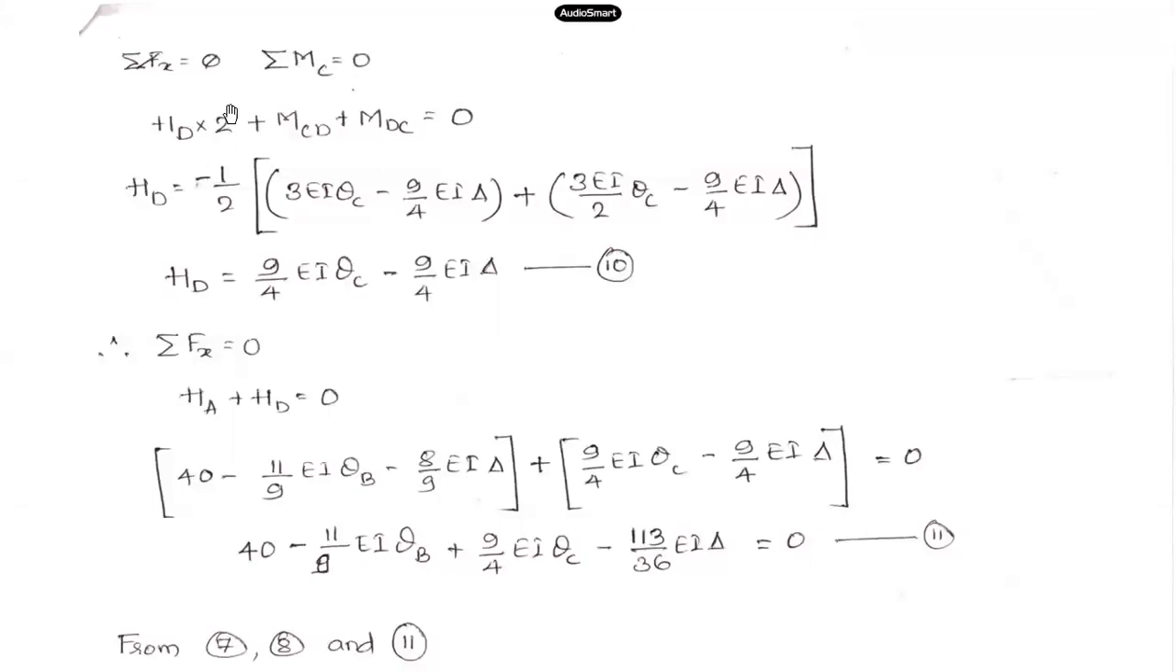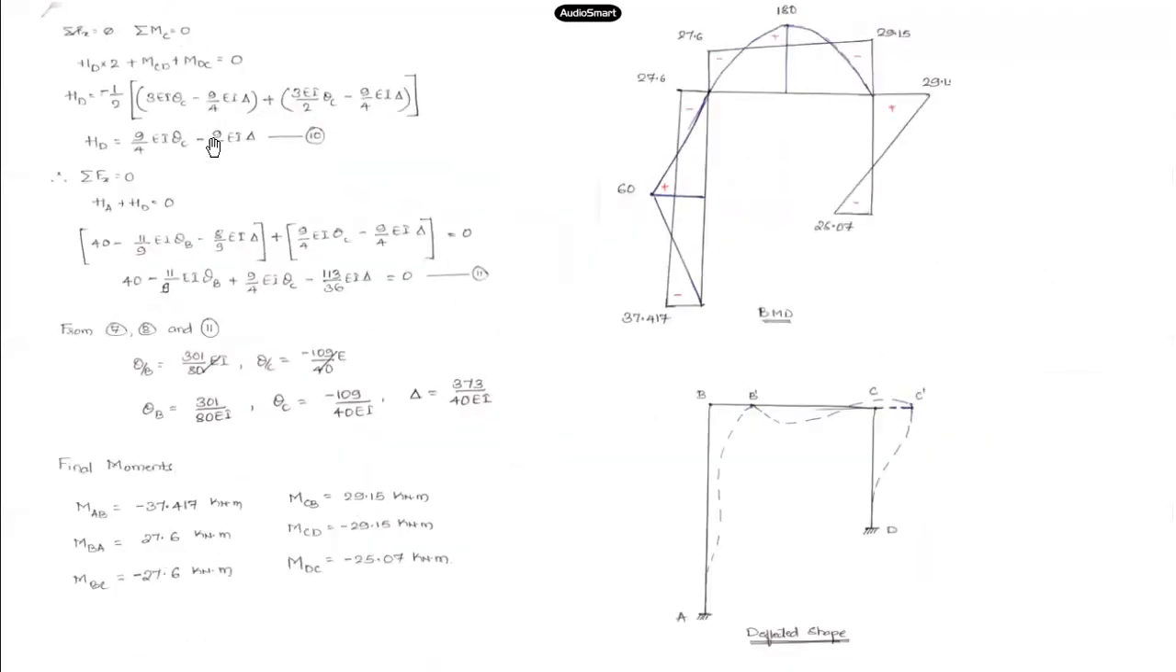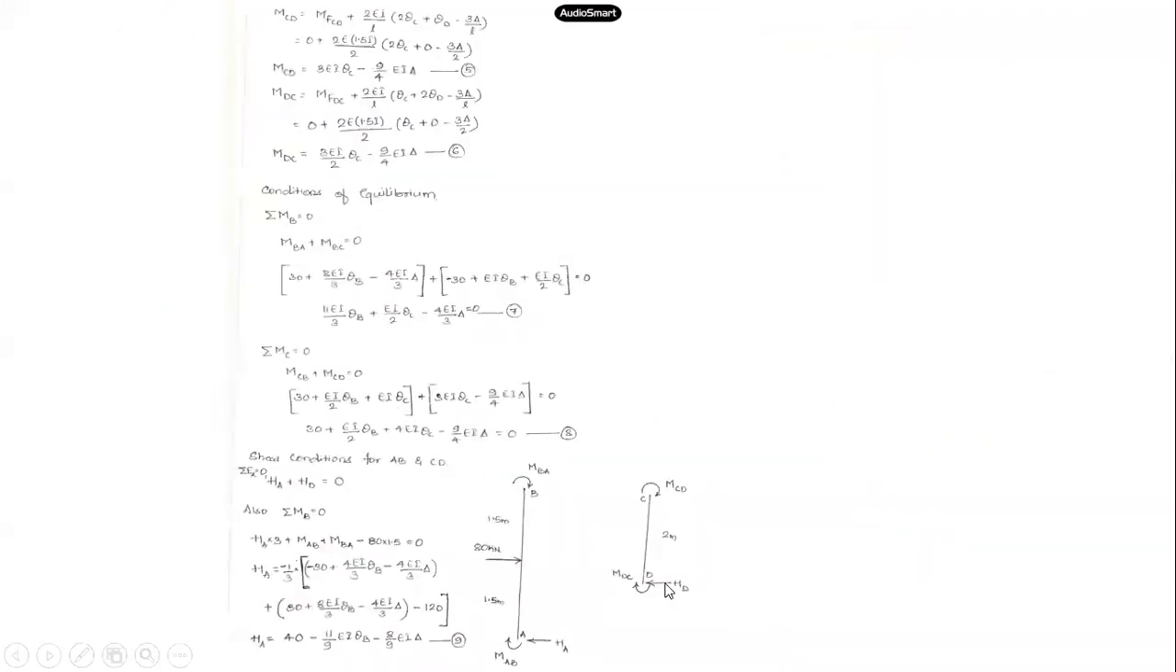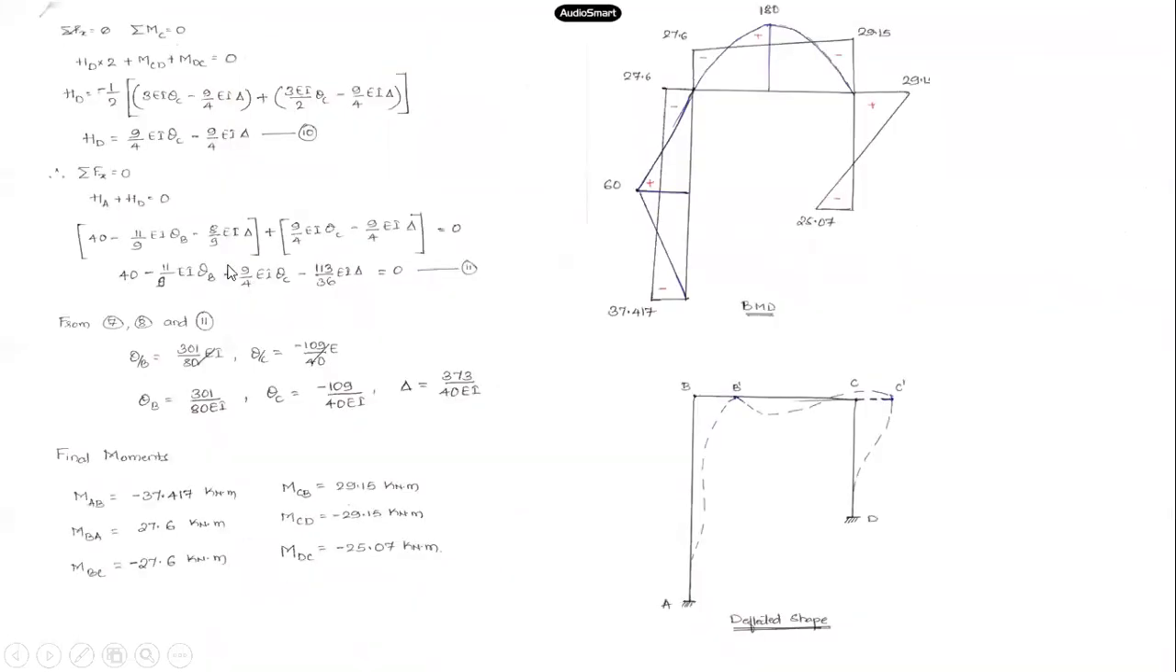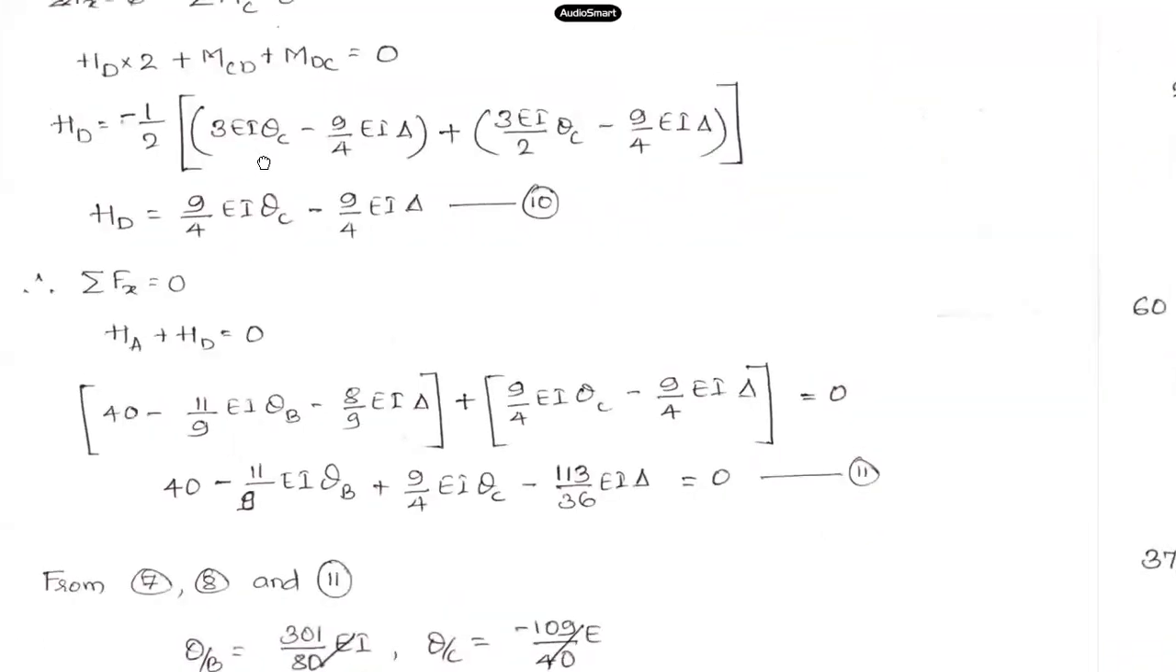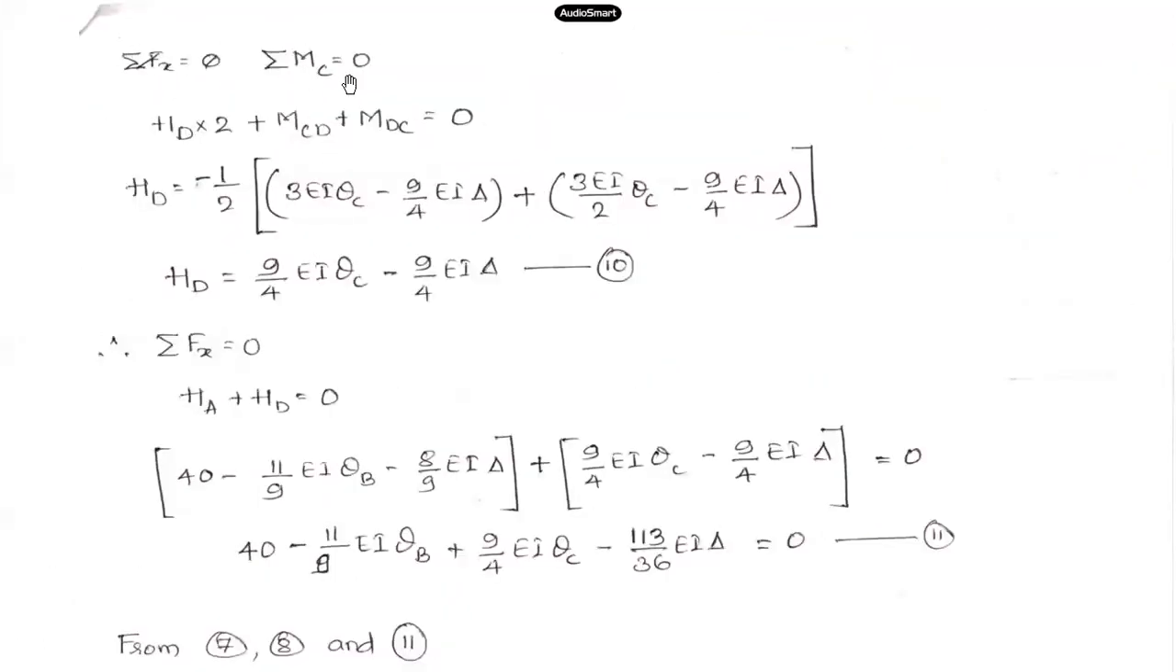So what we have is HD into 2 meters, which will be in the clockwise direction, plus MDC plus MCD is equal to 0. That should be my equation of equilibrium for member CD. When I consider the summation of all moments about joint C equal to 0, this is what I will be able to write: HD into 2 clockwise moment, plus MCD, the moment at joint C, plus MDC, the moment at joint D. When I add up all these moments, that should come out to 0.